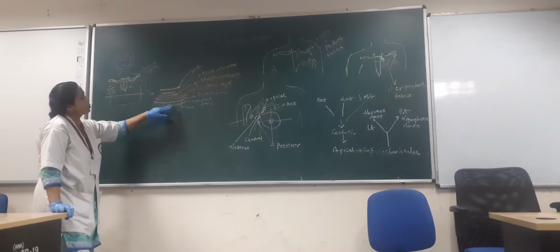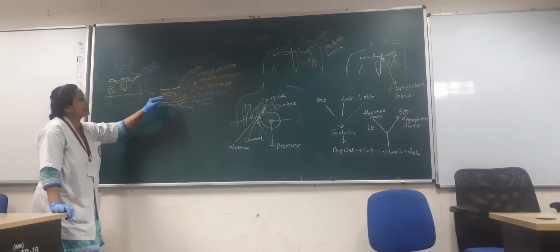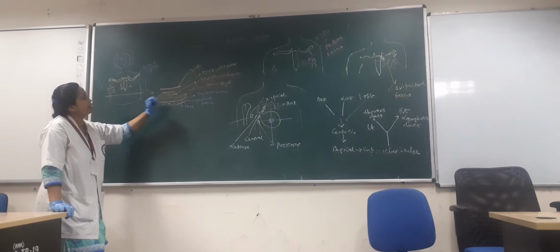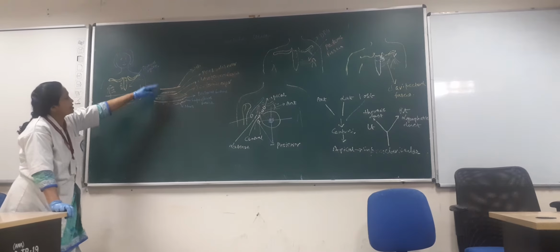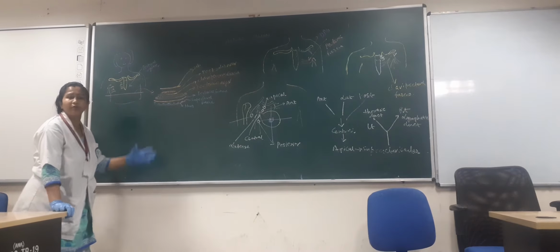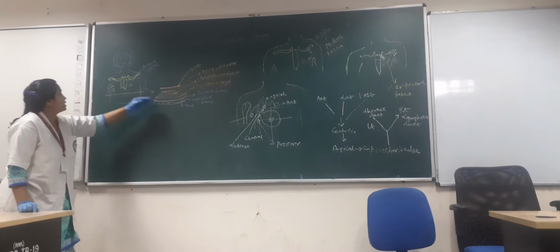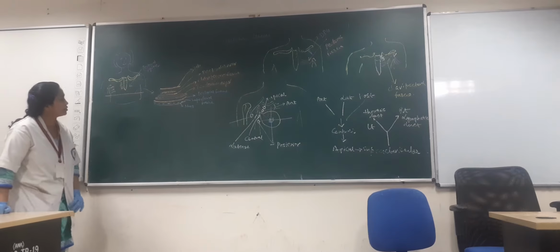So skin, superficial fascia, one of the deep fascia, that is pectoral fascia, then comes pectoralis major muscle, then clavipectoral fascia, then pectoralis minor. In one section we can see all these, and then comes rib with the intercostal muscles. In a horizontal or transverse section we can see all these.